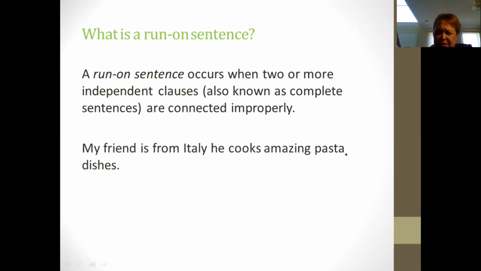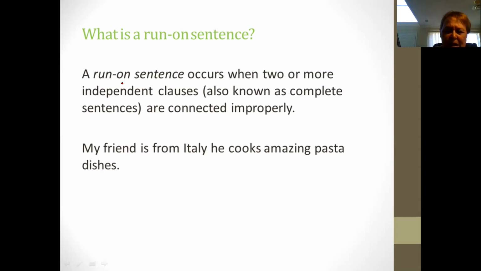Okay, so I'm going to give you an example of one right here. My friend is from Italy. He cooks amazing pasta dishes. That is a run-on sentence. Okay, let's take a look at it for a second. Remember, a run-on sentence happens when two or more independent clauses are connected. Let's see if we can find the independent clauses in this. My friend is from Italy. He cooks amazing pasta dishes. Look at that for a moment. Can you see two independent clauses there?